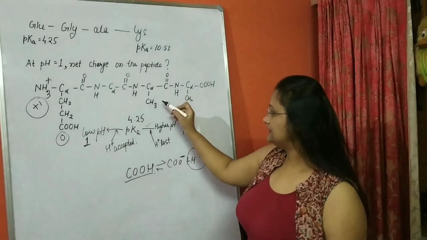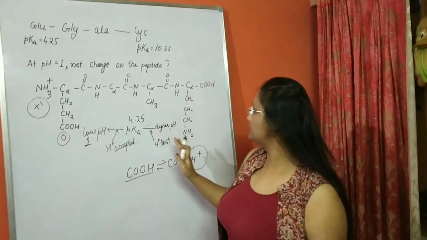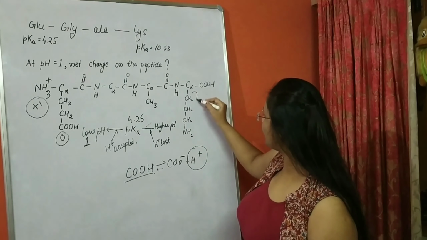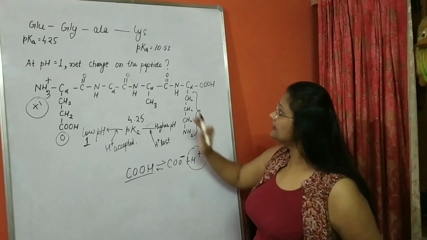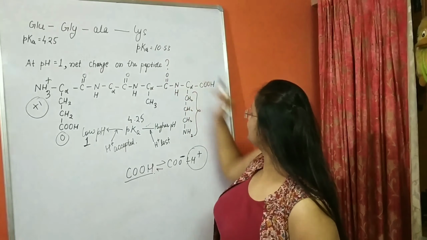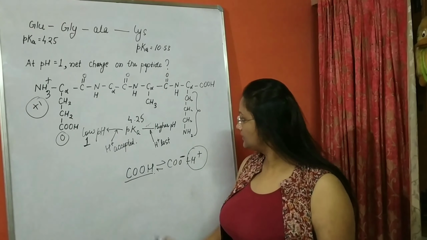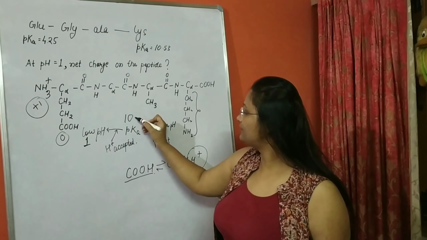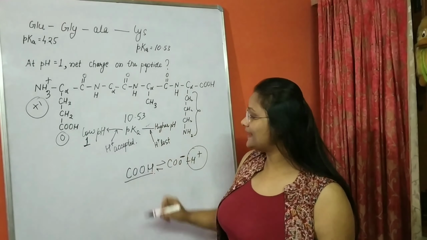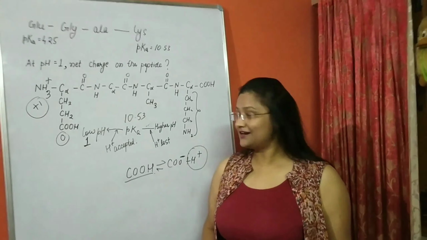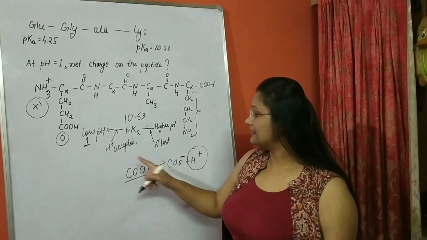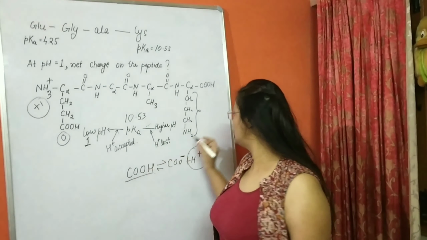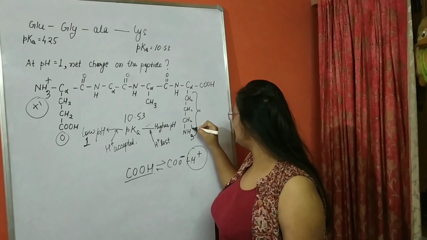Here, this side chain is non-ionizable. Now we will consider this one. Here I have already written the pKa. It is 10.53. And the pH is again lower. So in this case, again H plus will be accepted, and it will become NH3 plus.